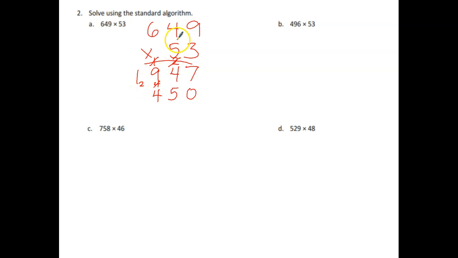Now I have 5 tens times 6 hundreds. Tens times hundreds is thousands. 5 times 6 is 30, plus 2 is 32,000. Add these up. 7, 9 tens, 13 hundreds. Regroup 4 thousands and 3 10,000s.